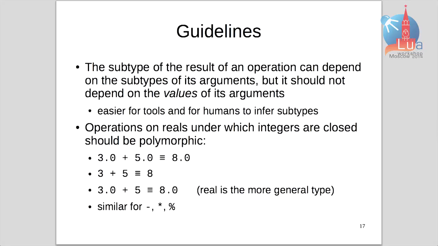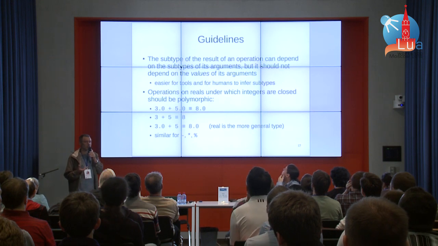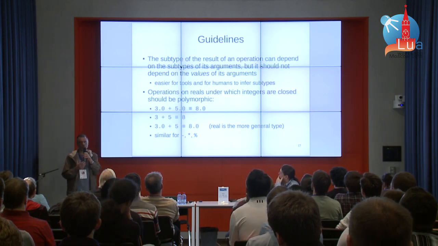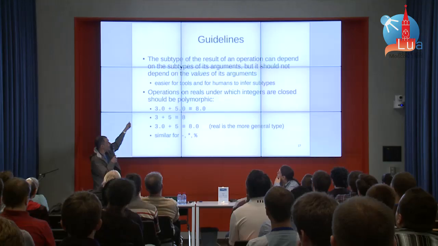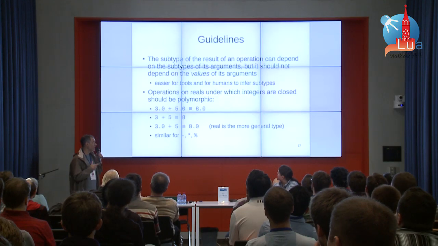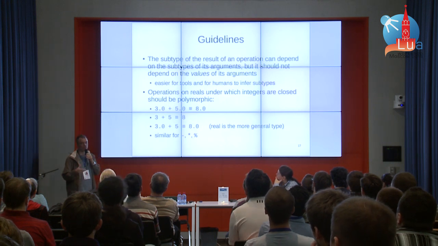The guideline that we chose was that the subtype of the result of an operation can depend on the subtypes of the arguments, but it shouldn't, in general, depend on the values of the arguments. That rule is mainly to make it easier, both for users and for tools, to infer the type of the result of an operation. For most operations, addition, subtraction, multiplication, and modulo, it doesn't matter whether you operate with floats or integers, you have the same results unless you have overflows.